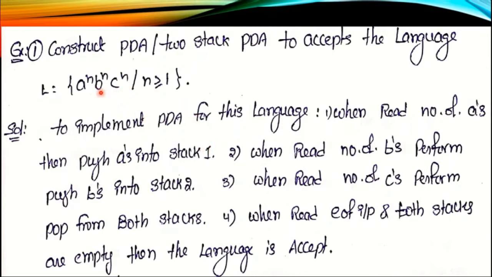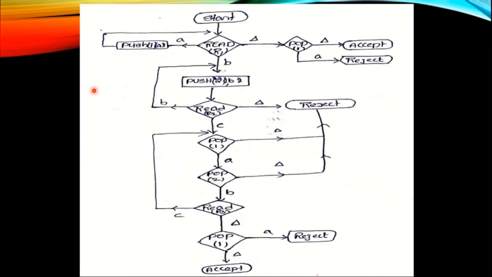So this is the process of implementing the PDA for this particular language A power n, B power n, C power n. Now we observe how to implement the pushdown automata for this language. Just now we discussed that the pushdown automata starts with this particular notation, start. After start, we go to a state. This state is indicated with R1, that means read 1, or simply we mention read. So this is state 1, that is R1. From this state, when we read A's, we perform the push operation into stack 1.